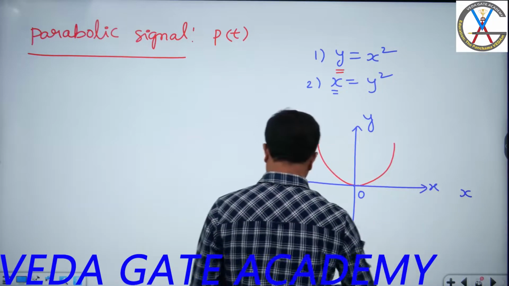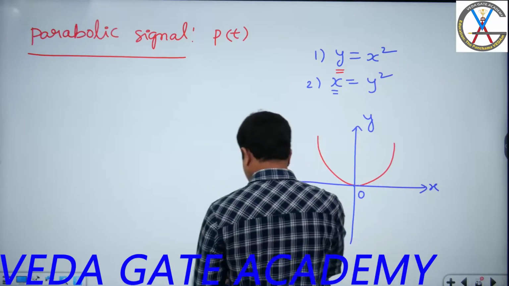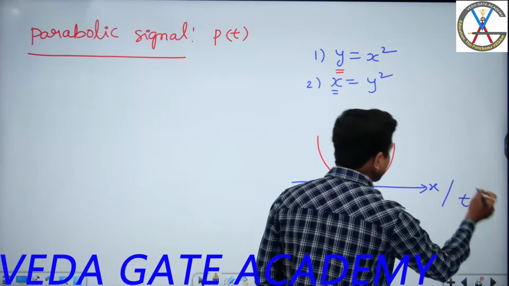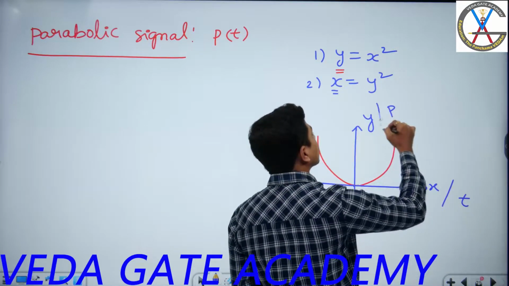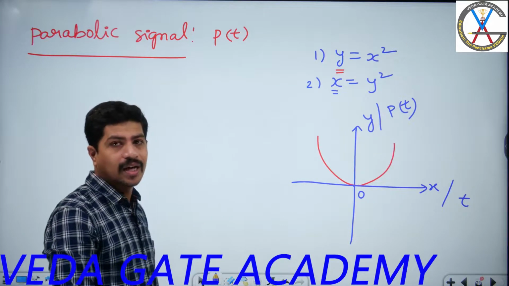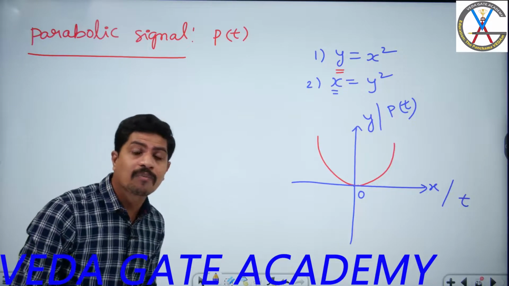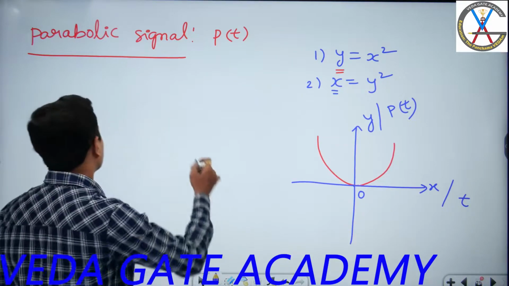This is x. Now here, instead of the x-axis, we will take it as t. Instead of y of t, we will take it as p of t. Now let's represent this mathematically. What is the mathematical definition of parabola? We are going to see the mathematical definition of parabola.